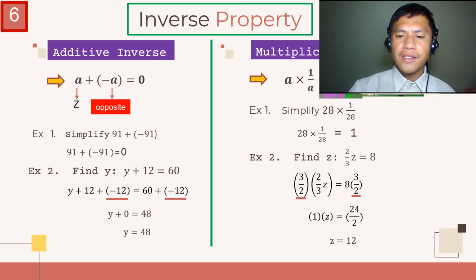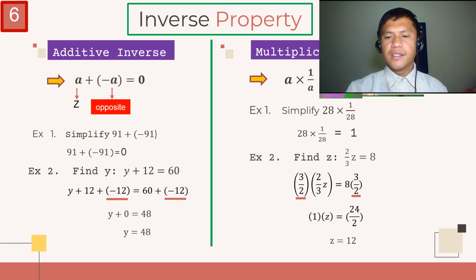Example number 2, find z, where 2/3 z is equal to 8. So to find the value of z, we need to find the reciprocal of 2/3, and that is 3/2. We multiply 3/2 to both sides of the equation, so we eliminate the coefficient of z. So it becomes 1 times z, so z. So we simplify the number on the right hand side of the equation, so we have 12. So that's how multiplicative inverse works in a certain problem in algebra.